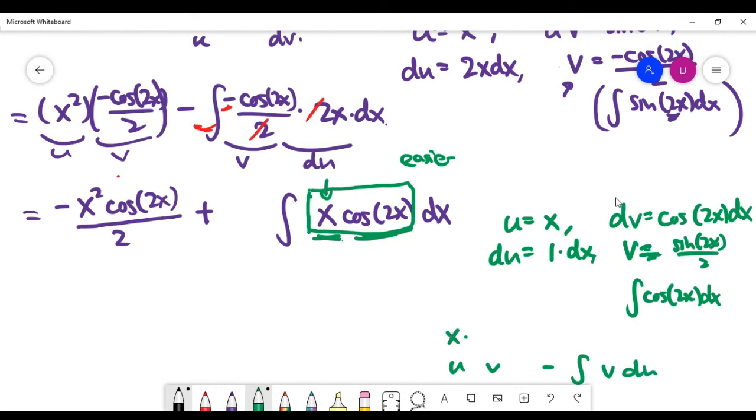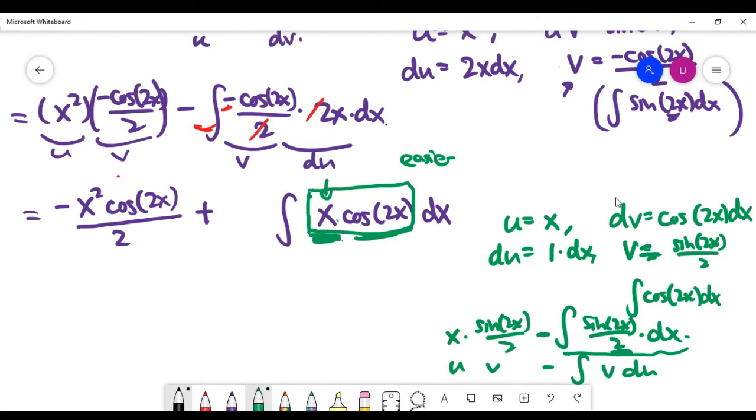u times v is x times sine of 2x over 2 minus the integral of v, which is sine of 2x over 2. du is dx, right? And I think you're able to integrate this, right? And it is the same as our expectation. The 1 over 2 as the constant attached here doesn't matter much. We can pull it out. But the key fact is that we are successfully reducing the power of the x term. We decrease the power here by 1, so the x is gone.